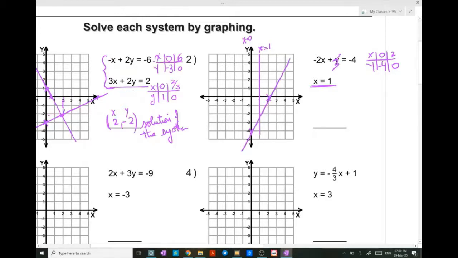And now we need to see where these 2 lines meet. They meet at a point whose x is 1 and y is minus 2. So x equals 1 and y equals minus 2 are the coordinates of the point of intersection of the 2 lines, and it's also the solution. We call it the solution of the system of linear equations.